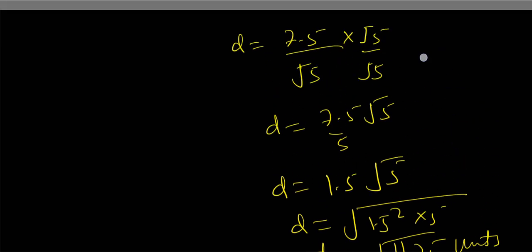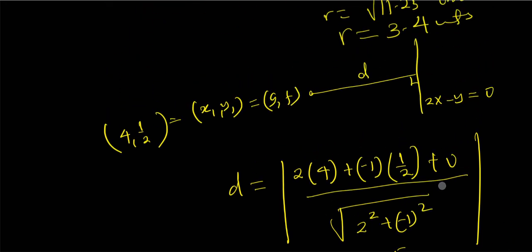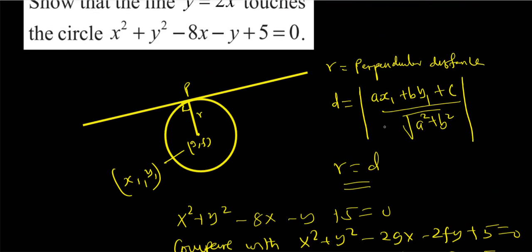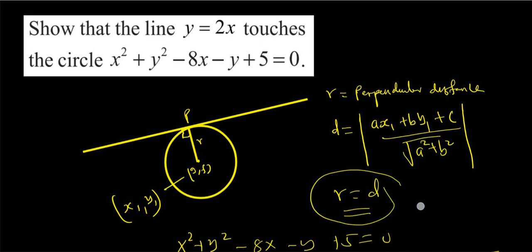Now you see, if a line is tangent to a circle, then it will always show that r equals d, like the way we have seen.